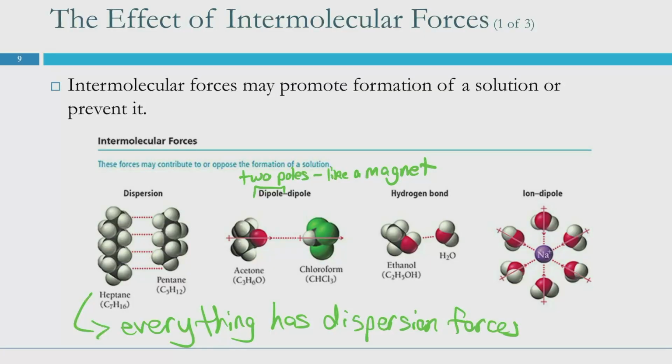So dipole, having 2 poles like a magnet, a positive and negative. Things that have a dipole, a permanent dipole, are polar molecules. Our third class of intermolecular forces, hydrogen bonding. As the name implies, this involves hydrogen.